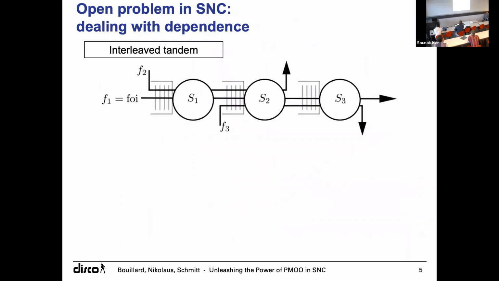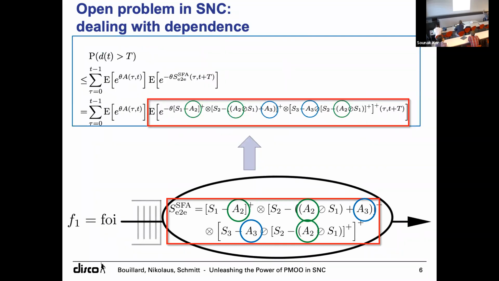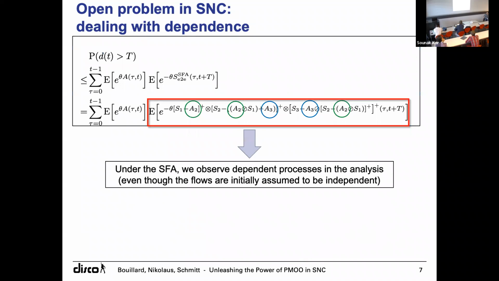However, what might be surprising is if we change the topology to this interleaved tandem, even though it's only 3 servers, the analysis itself already gets more involved. So using the separated flow analysis, we obtain the following end-to-end service. And without looking at the details, what is noticeable is that we have multiple reappearing terms, even though it's just this 3-node example. So since we then insert it and we have all these expressions in the exponent, that means that, obviously, a stochastic process cannot be independent of itself. It means that we have to consider dependence in the analysis.